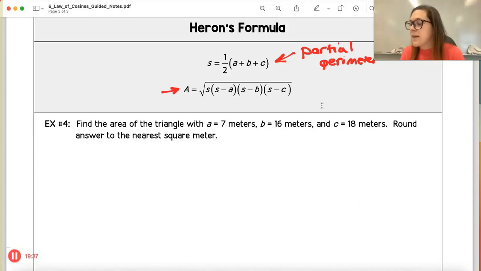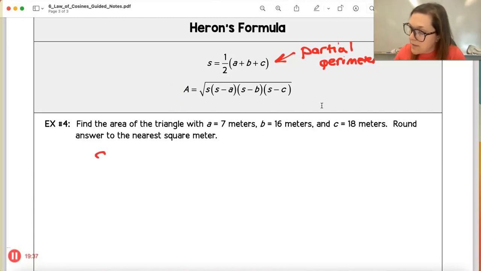So to find the area of any triangle given the side lengths is the square root of s, which is your partial perimeter, times s minus a, times s minus b, times s minus c. So in example 4, find the area of the triangle if we're given a is 7 meters, b is 16 meters, c is 18 meters, round answers to the nearest square meter.